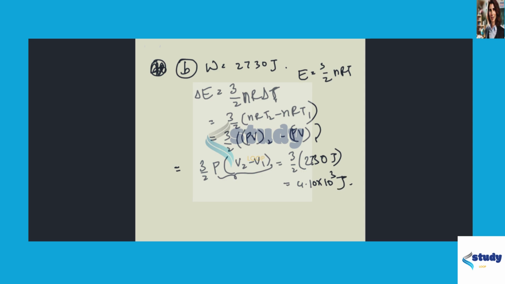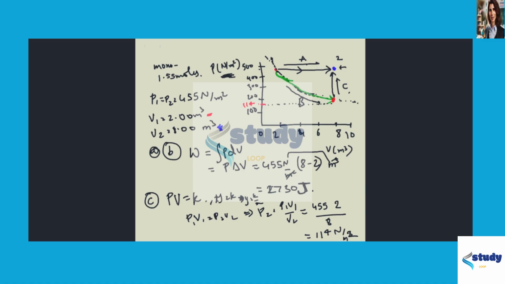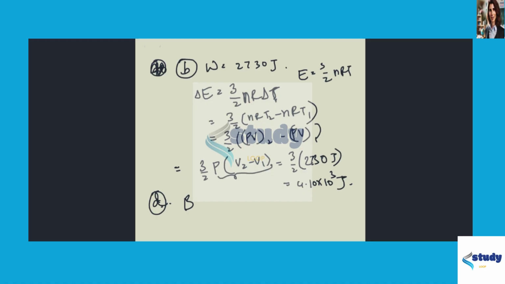Now that we have this, for part D, we want to find out the change in internal energy during the process B. Notice that this whole thing is process B. It comes all the way here and then goes like this. This is process B. Here, it's simple, because if you think about it, internal energy only depends on temperature. So as long as the initial and final states are the same, the change in internal energy must be the same. So simply, delta E during process B must be equal to delta E during process A, which is 4.10 times 10 cubed joules. That is it.